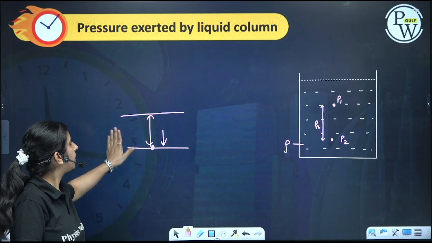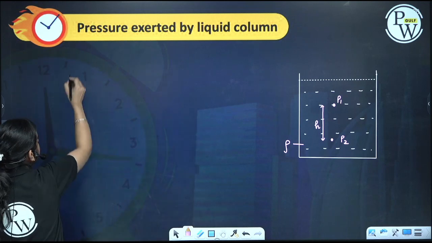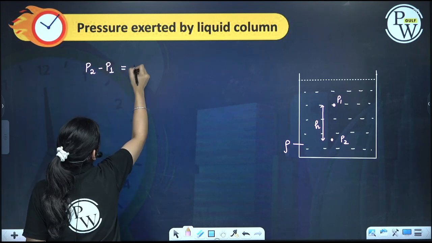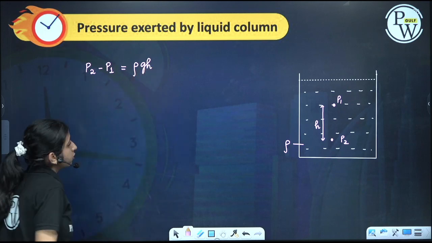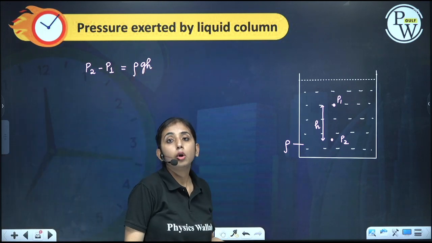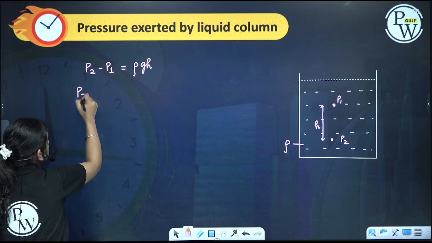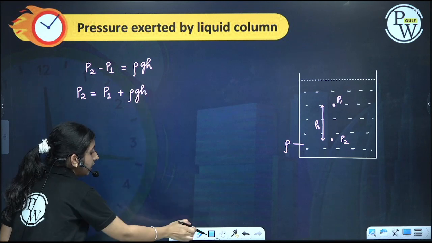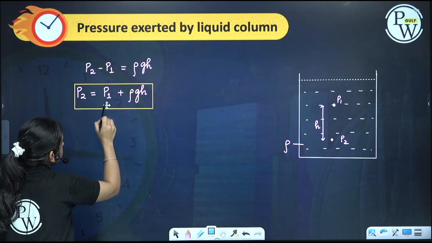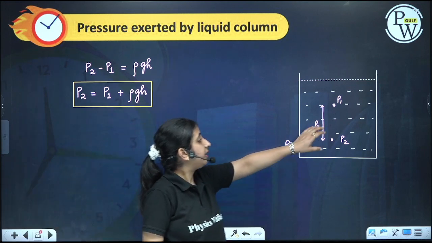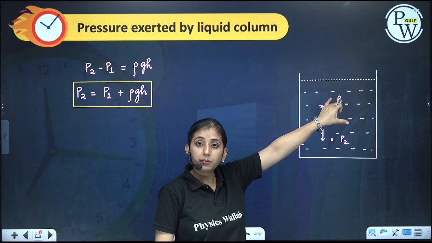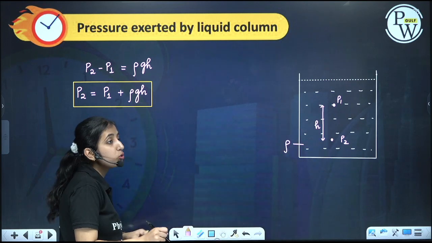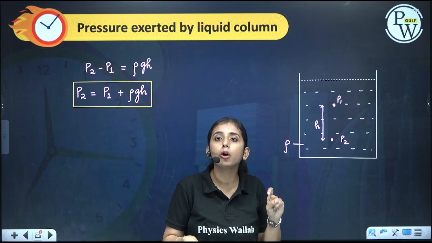Due to this weight, it will exert some pressure at this point. So P2 minus P1, the difference in pressure at these 2 points, is equal to rho GH. P2 minus P1 will be equal to rho GH, or we can write it as P2 is equal to P1 plus rho GH. P2 is equal to the pressure at P1 plus the pressure due to this liquid column, that is rho GH. So rho GH is the pressure exerted by a liquid column of height h.